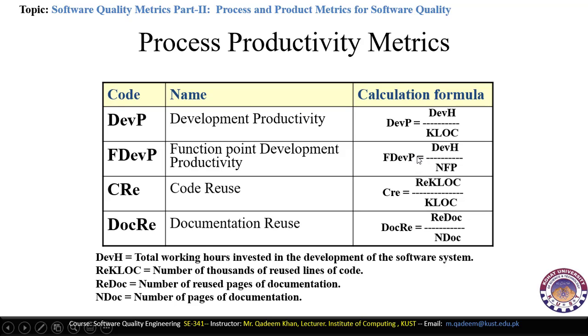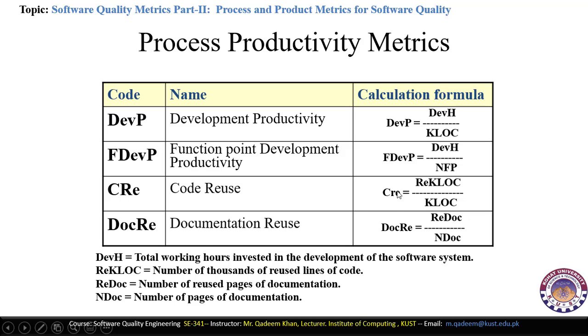So that is the function point development productivity, which is equal to the total number of hours invested in the development of the software system divided by the number of function points. All the function points are counted here, and then we have the code reuse matrix, which applies if we are reusing code from previous projects in the current project.